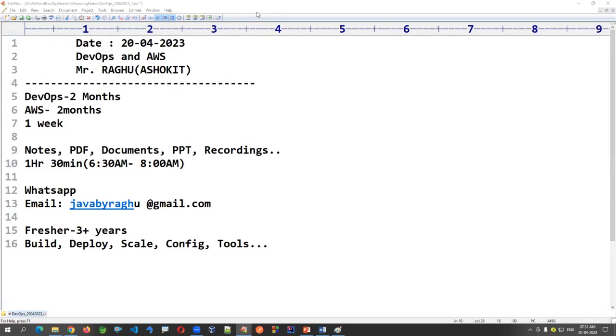Is there any practice session also during this? Yes, definitely. I'll show how to launch an EC2 instance, how to type Linux commands, how to install Jenkins, how to install Maven. We'll see everything practically. Everything will be practical.